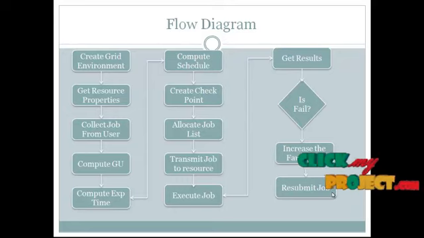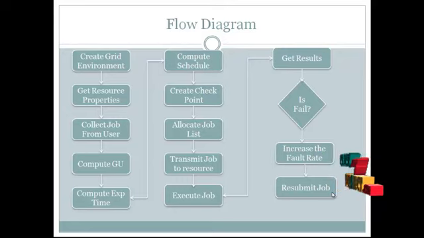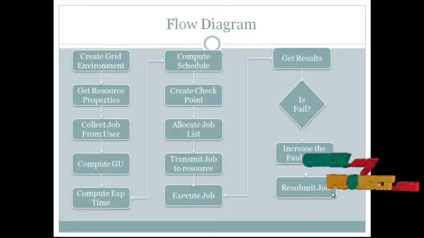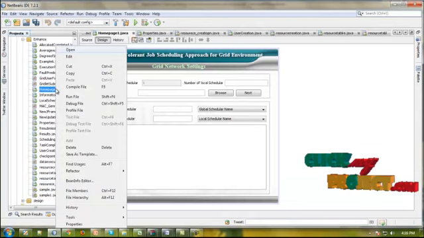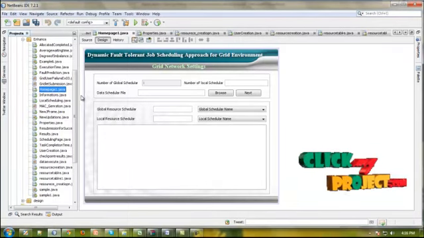After this, we have to get the results from the grid simulator, and compute whether a failure has occurred or not. If a failure occurs, the fault rate of the resource will increase and the job will be resubmitted by using the checkpoint resuming mechanism. For running this process, we have to run the homepage one.java file.